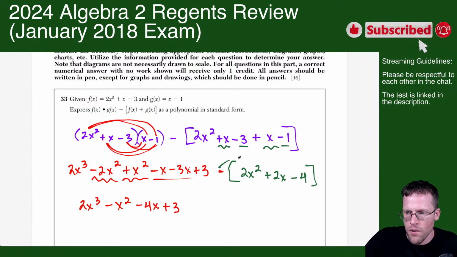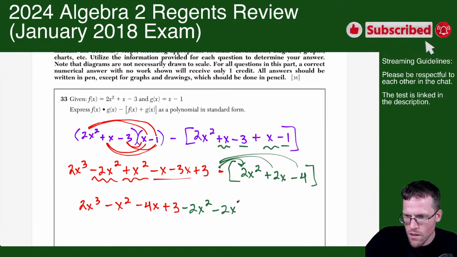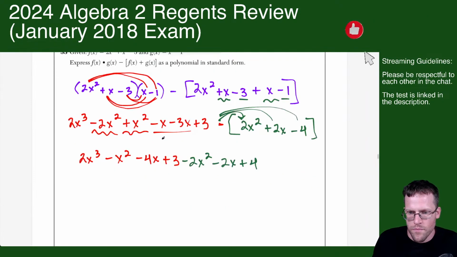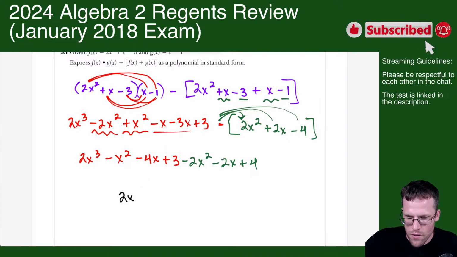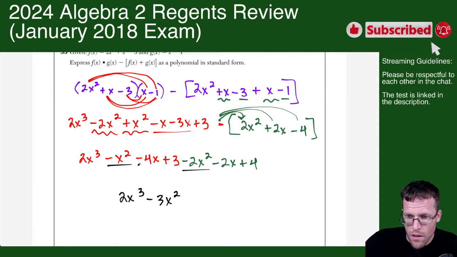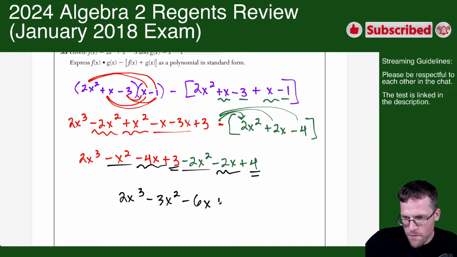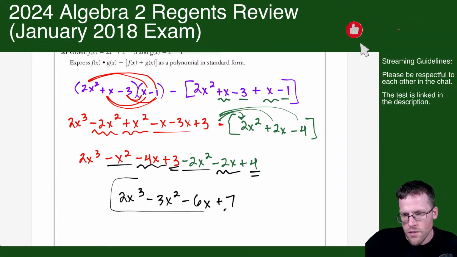And now this part, distribute the minus, you get minus 2x squared minus 2x plus 4. And now for the final answer. So we've got 2x to the third minus x squared minus 2x squared is minus 3x squared, minus 4x minus 2x. You're doing minus 4 minus 2 is minus 6, back on the x. And then 3 plus 4 is 7. So there is the expression in standard form.